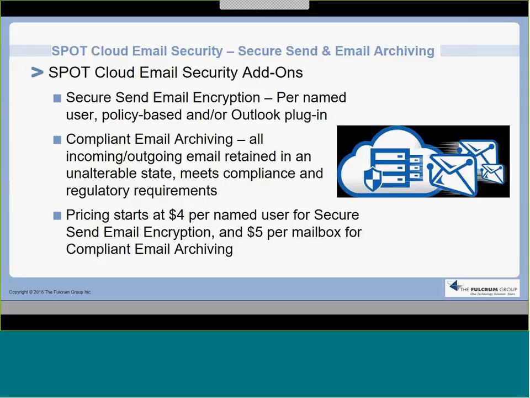The pricing is $4 per named user for secure send email encryption, and $5 per mailbox for compliant email archiving. About the secure send, actually for both of these, if you have 50 mailboxes and you only need secure send for 10 users, you can do that for those 10 users, and it's the same for compliant email archiving. You can choose which email users or boxes you want to do that for.